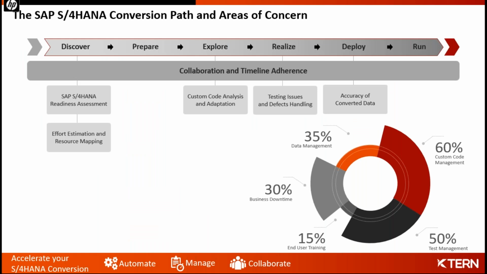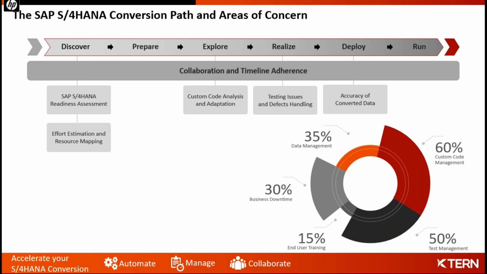So primarily when you start with S4 conversion and go through the Activate methodology, you would see that there are various areas that are points of concern. Primarily the custom code analysis and adaptation, the testing issues and defects handling, the accuracy of converted data, collaborating, and also the timeline adherence. But in the discover phase, if you're able to completely assess the complexity of your system and the effort estimation and resource mapping, it will make the conversion a lot easier.